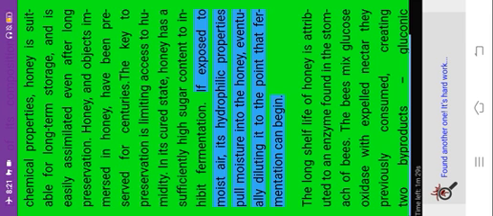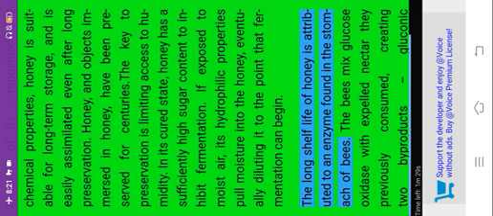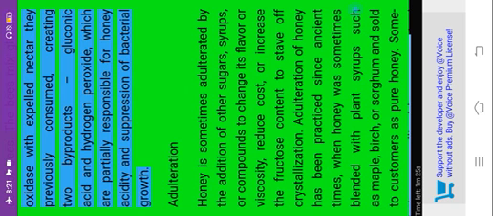fermentation can begin. The long shelf life of honey is attributed to an enzyme found in the stomach of bees. The bees mix glucose oxidase with expelled nectar they previously consumed, creating two byproducts, gluconic acid and hydrogen peroxide, which are partially responsible for honey acidity and suppression of bacterial growth.